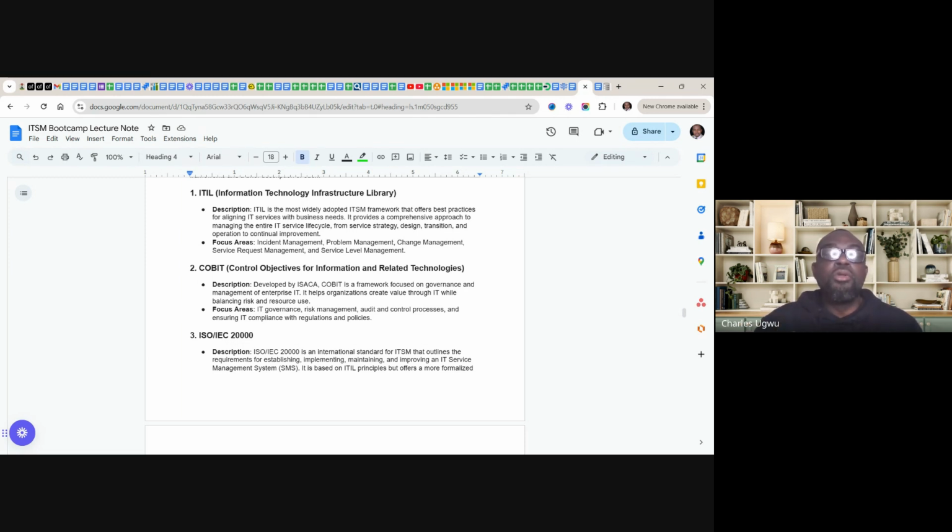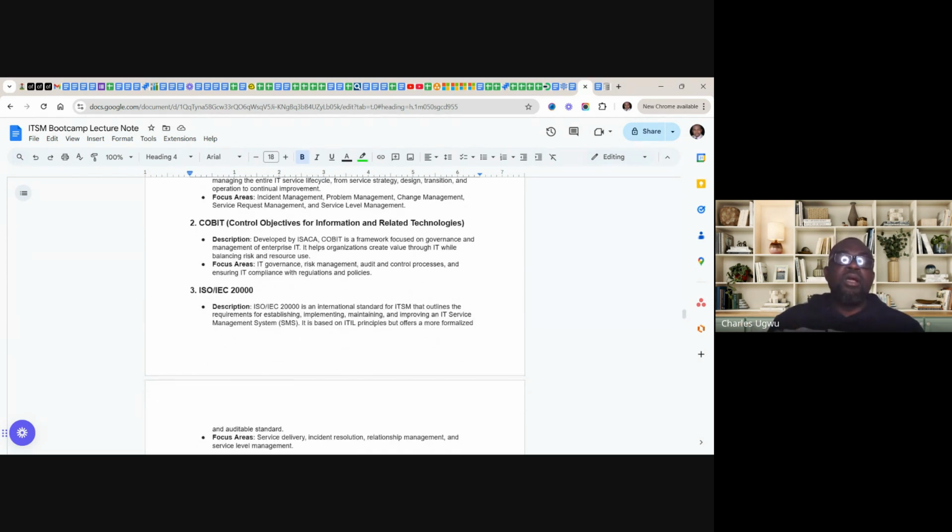Okay, COBIT, Control Objectives for Information and Related Technologies. Developed by ISACA, COBIT is a framework focused on governance and management of enterprise IT. It helps organizations create value through IT while balancing risk and resource use. The focus area is IT governance, risk management, audit and control processes, and ensuring IT compliance with regulations and policies. It is very clear.